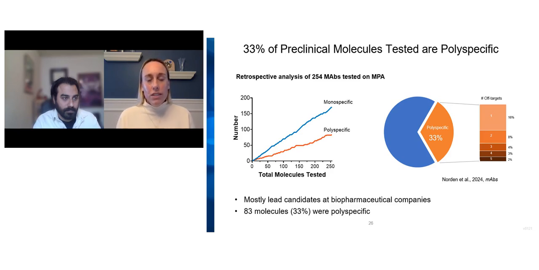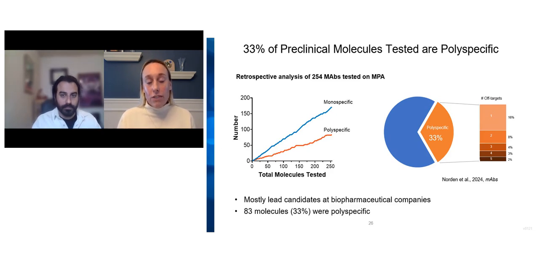For our preclinical molecules, we performed a retrospective analysis of customer-provided samples that have been screened on our MPA. This is mostly lead candidate molecules from various biopharmaceutical companies. Companies often send us a panel of lead candidates to help them in their lead selection process. We looked at a total of 254 antibodies, and out of them, we found off-target binding in 83 of the molecules, which comes to an off-target rate of 33%. I should note that here we are not counting common Fc binding, such as to Fc gamma receptors. That does not count as polyspecificity in this analysis.